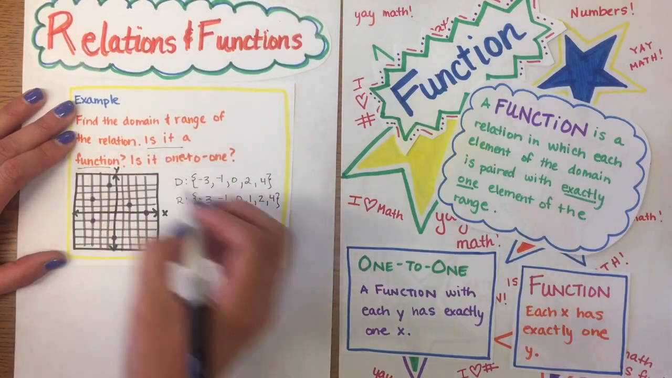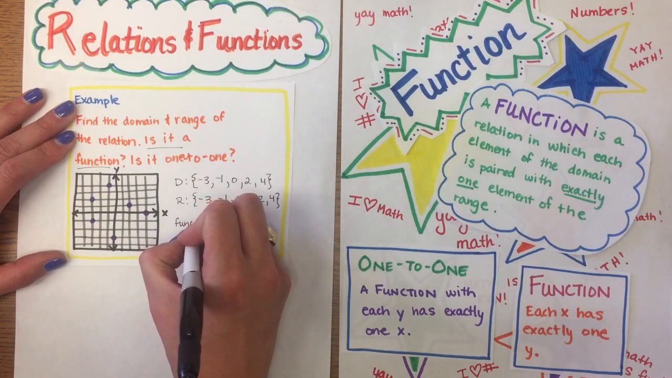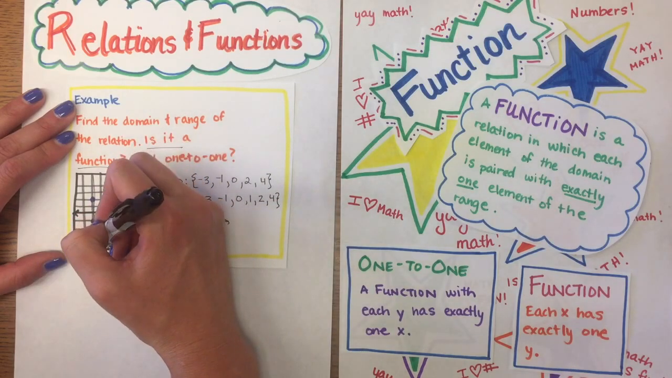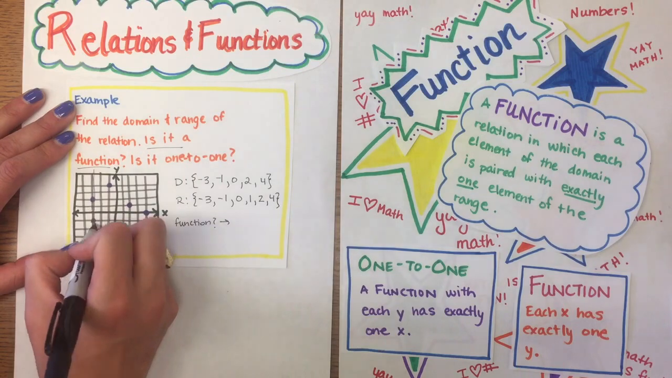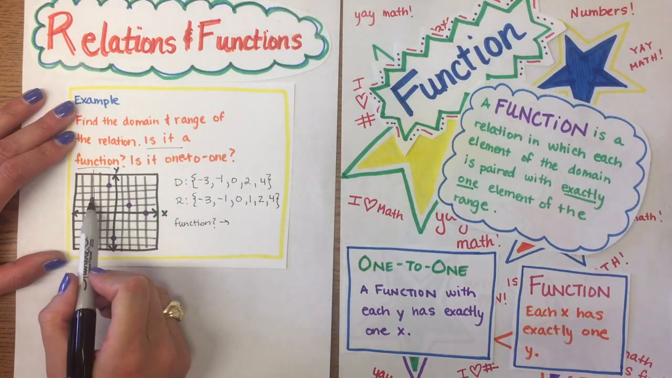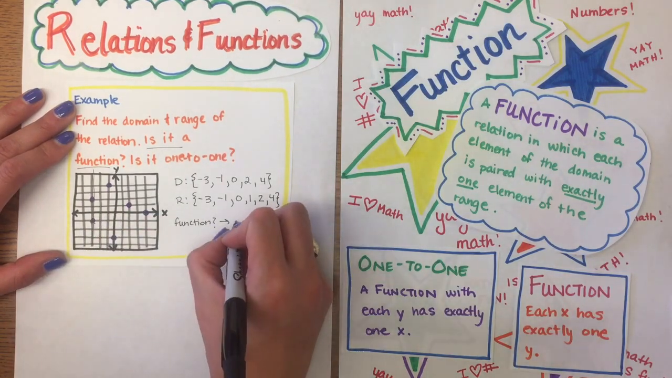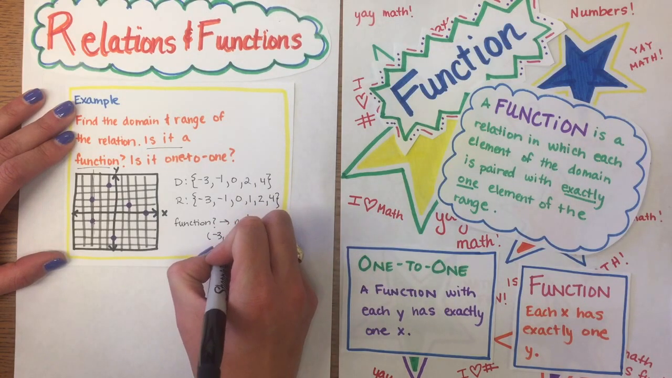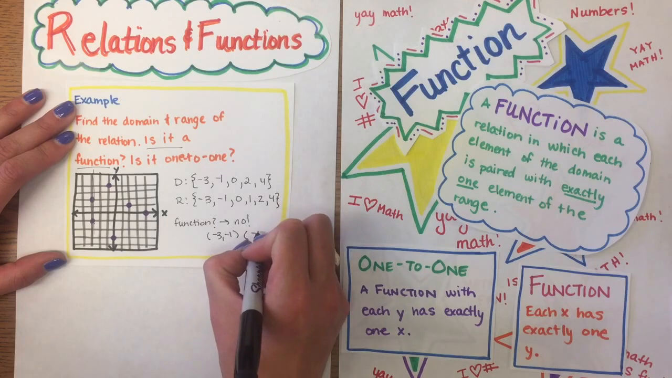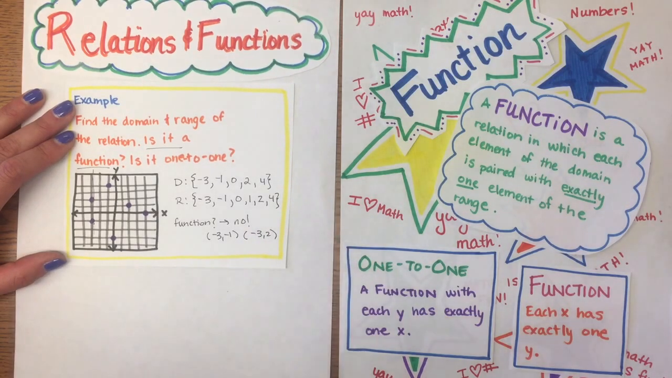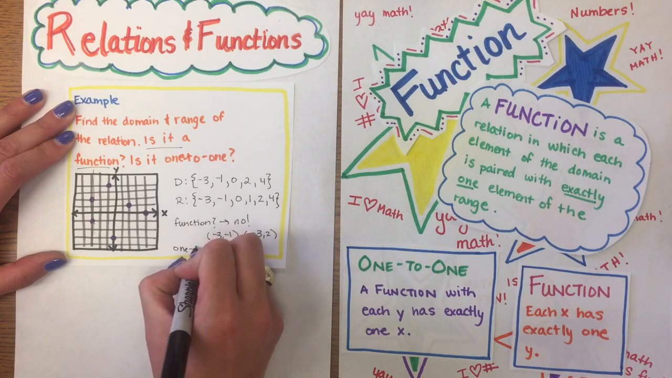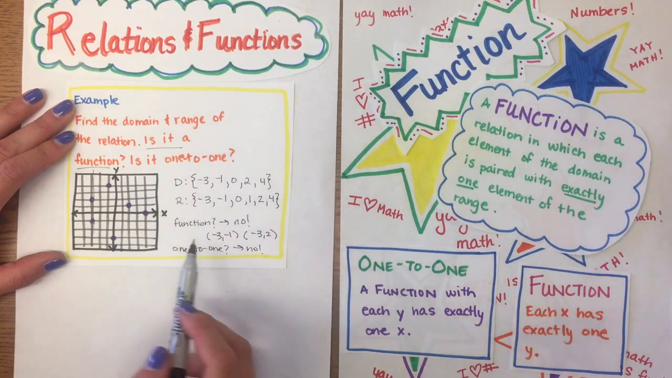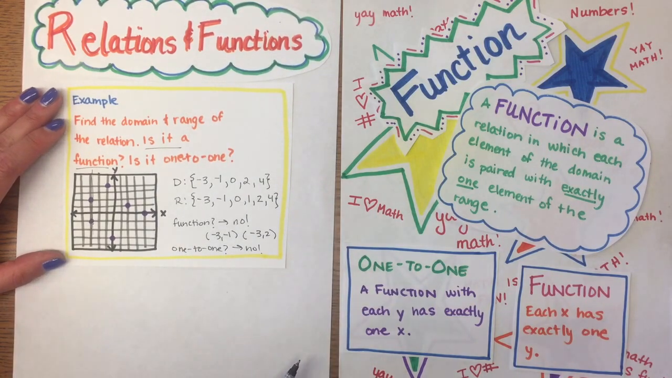Is it a function? It does not pass the vertical line test because these two x values are the same x value with two different y values. So that would be the ordered pairs (-3, -1) and (-3, 2), which make this not a function. If it's not a function, it can't be one-to-one. So because it's not a function, it can't be one-to-one.